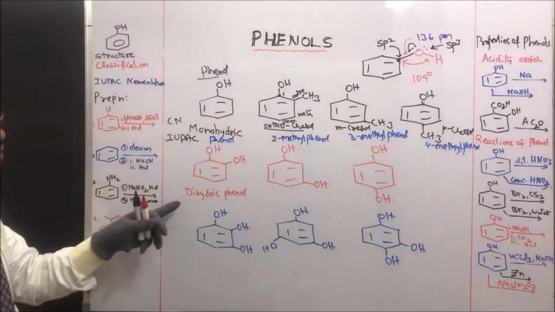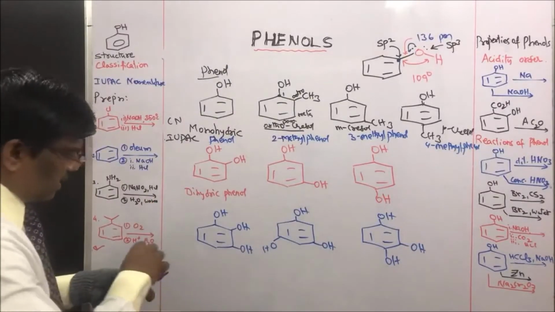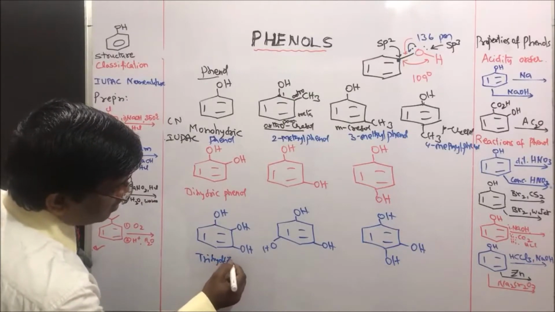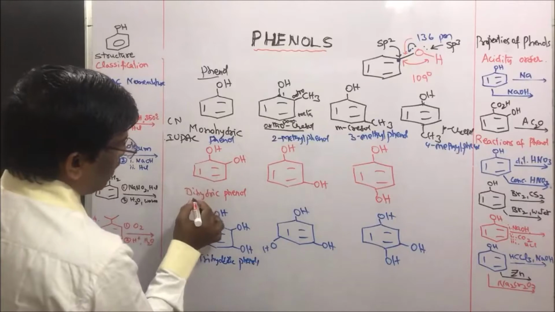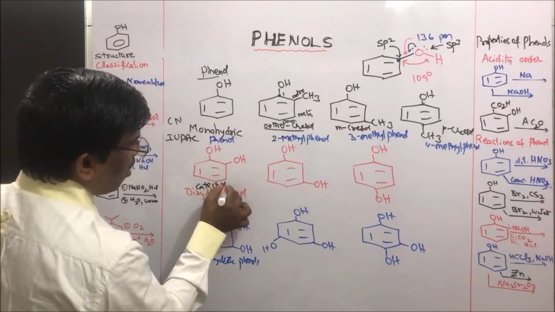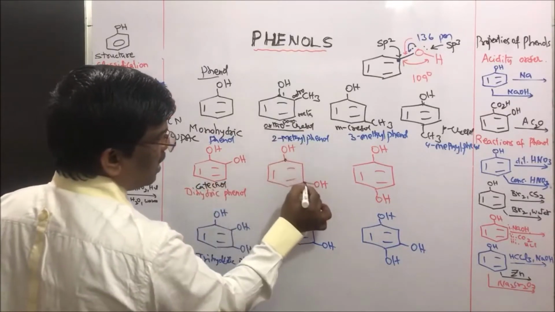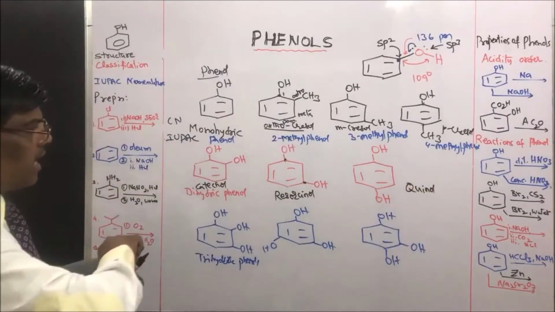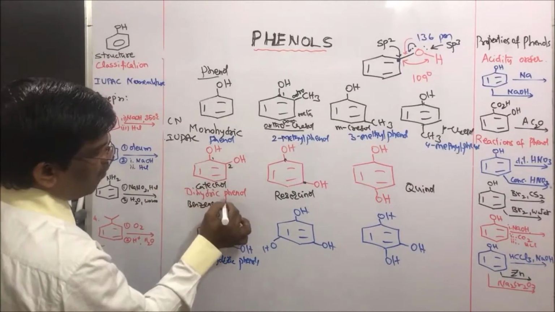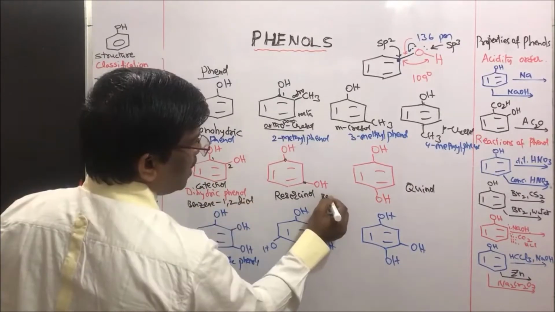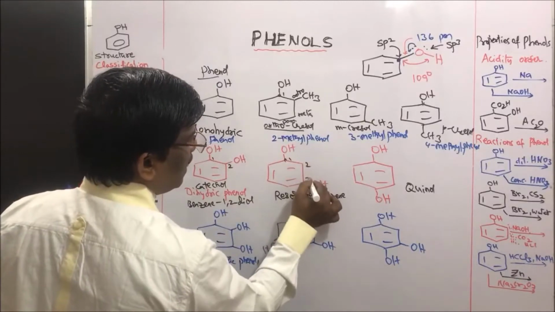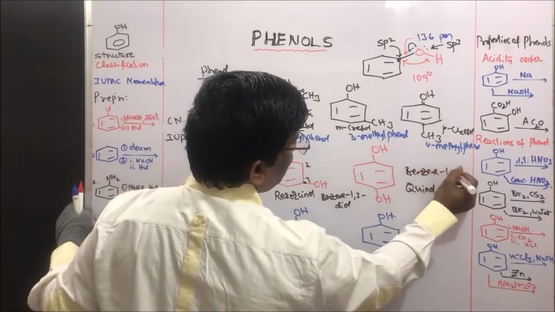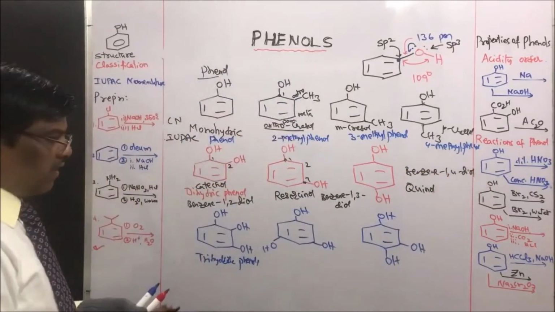Yes, when it comes to these dihydric phenols and these trihydric phenols, the names are very specific names. The name of this compound is catechol. The common name is catechol, and this is 1,3 position resorcinol, and this is quinol. And the IUPAC names are benzene 1,2 diol, benzene 1,3 diol, and here benzene 1,4 diol. Like this you have to give the nomenclature.